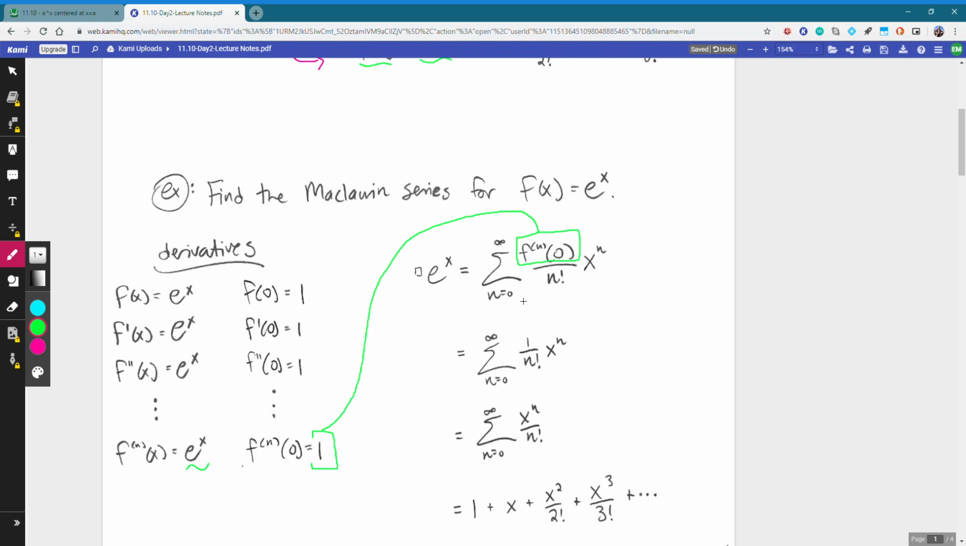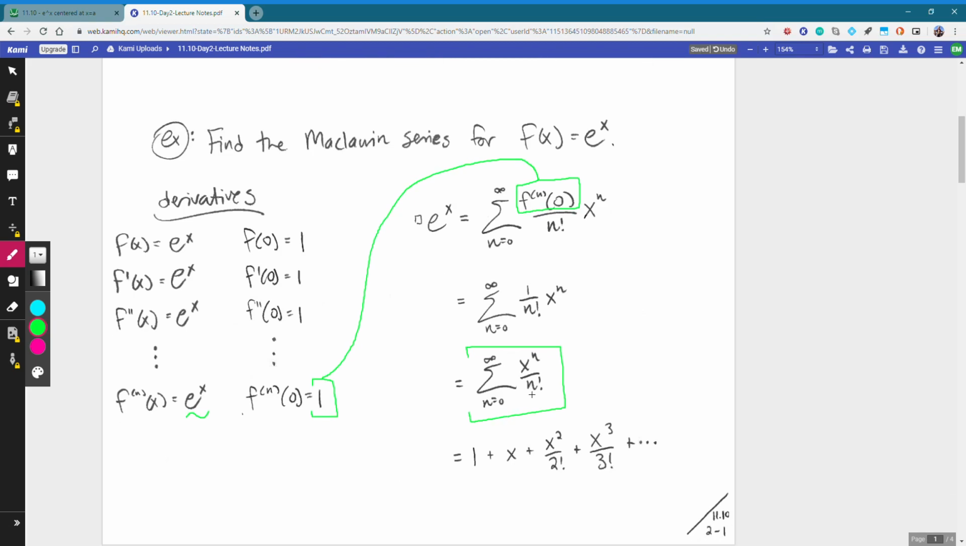What we get then is our Taylor series for e to the x is 1 over n factorial times x to the nth. Just sliding the x to the n up top, x to the n over n factorial, that's a nice clean way to think of the power series for e to the x. If we write that out in expanded form, first term's 1, then x squared over 2 factorial, x cubed over 3 factorial, nice and clean power series for e to the x.